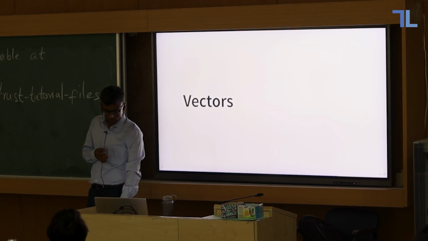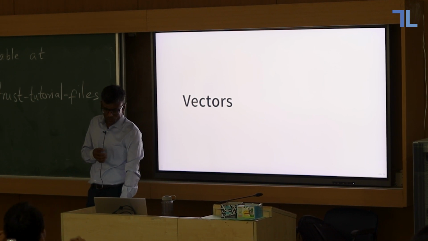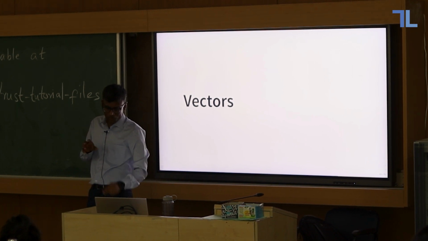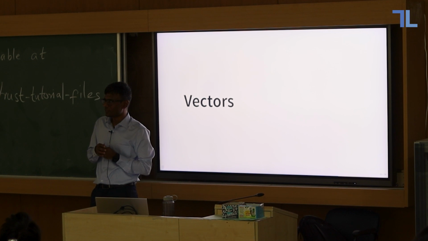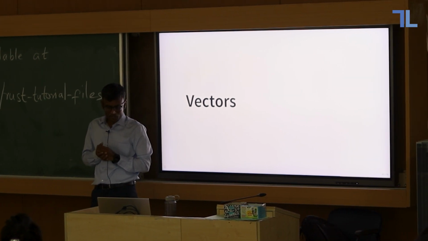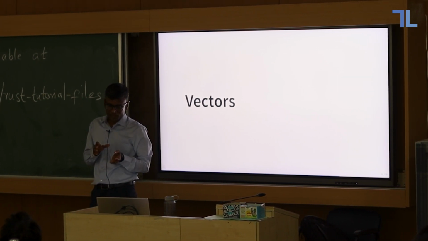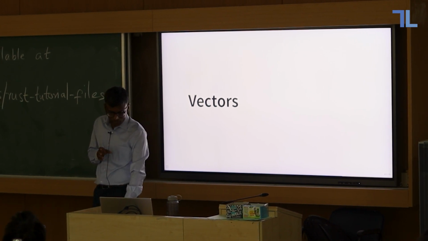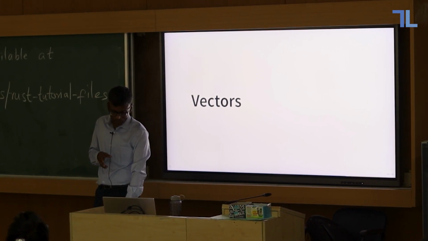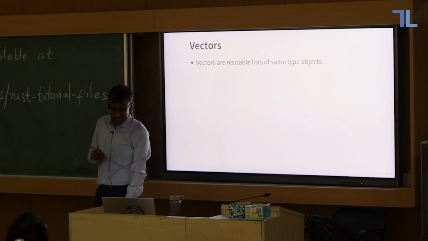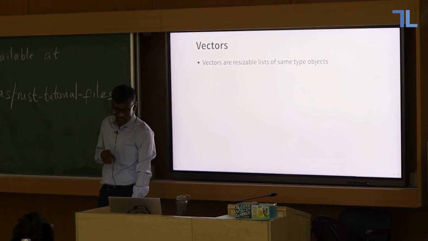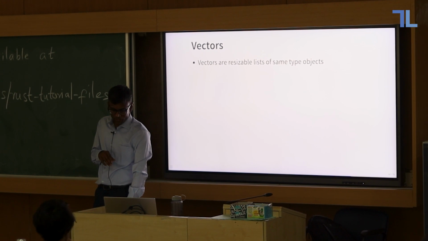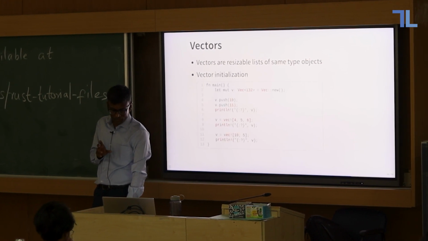So if you learned C recently, you would have noticed that it has arrays, but if you had to do anything with arrays, there's a lot of work. Vectors are dynamically sized arrays. They are very useful in Rust, and they are used everywhere. Just think of them as lists which can be sized differently, and they should have the same type of objects. You can't have different types.